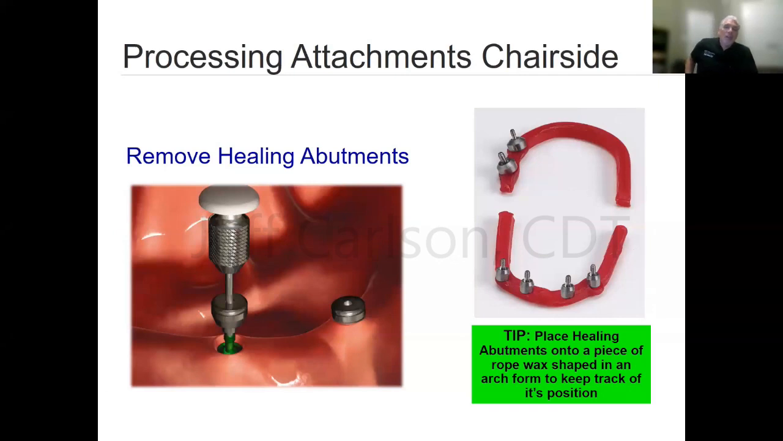So now let's say that you have received a case that had healing abutments in place. Two healing abutments usually are not that hard to keep track of, but clinicians can use different heights and different diameters. If you get in a situation where you have multiple healing abutments, a little tip is to take a piece of rope wax and shape it in an arch form. As you take them out of the mouth, have the assistant put them in that rope wax in the position they came out. It prevents a lot of eeny, meeny, miny, mo about which one goes where, and if they bump a tray, these don't all roll around.